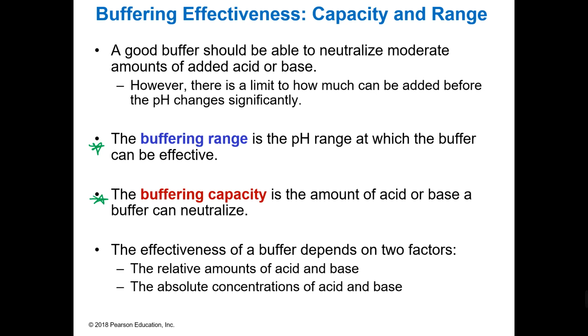Buffering capacity just simply means the more amount or the higher concentration of the weak acid and its conjugate base, or the weak base and its conjugate acid that you have, means it can neutralize more stuff that's added. That should just make sense. The more that's there, the more it can neutralize.